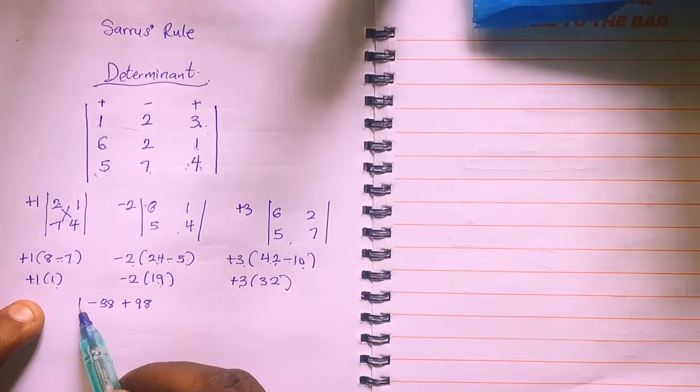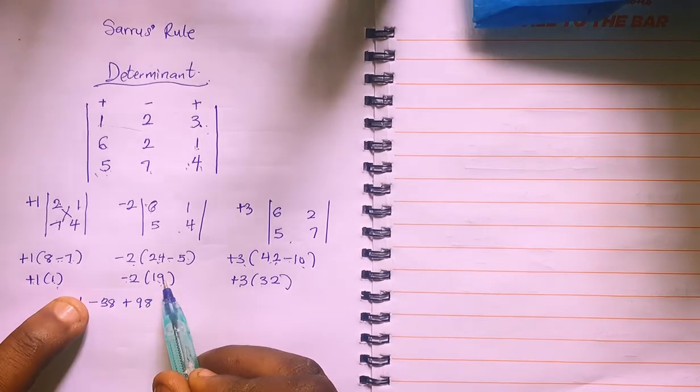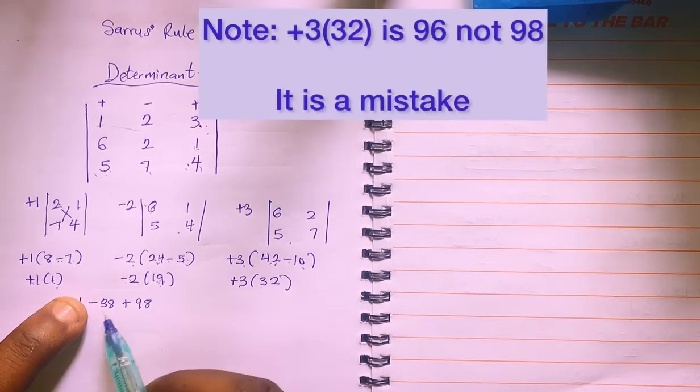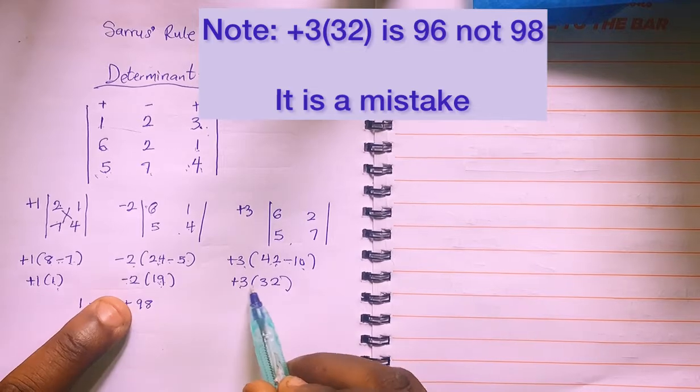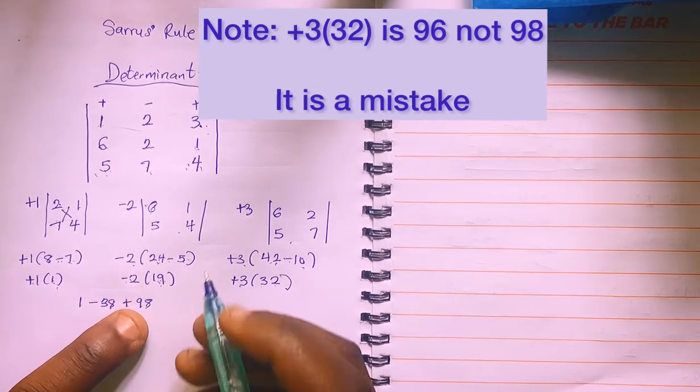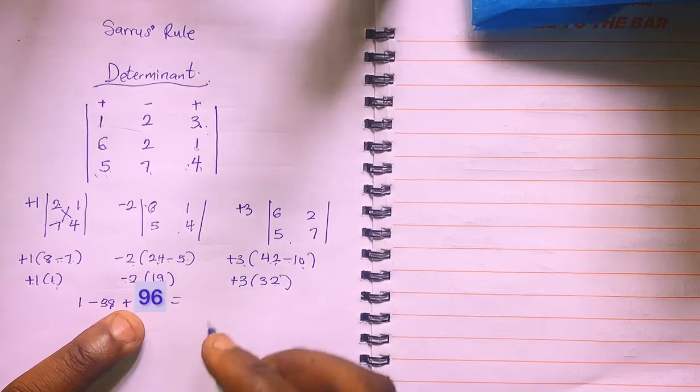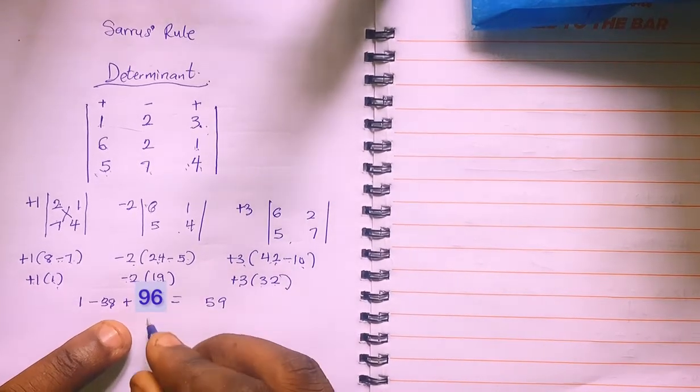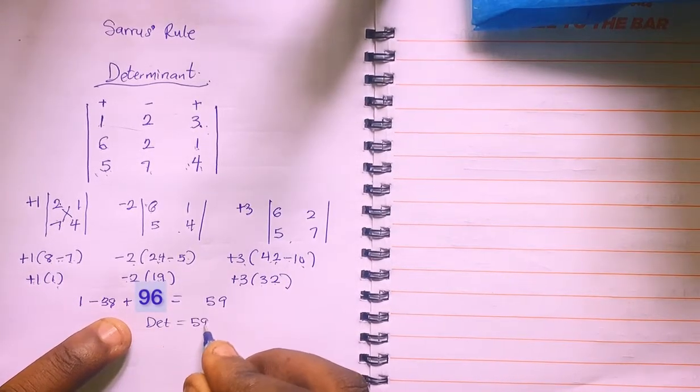Then plus 1 times 1 is 1. Minus 2 times 19 is minus 38. Plus 3 times 32 is 96. Which is to be 59. Then our determinant is known as 59, right? So this is our determinant.